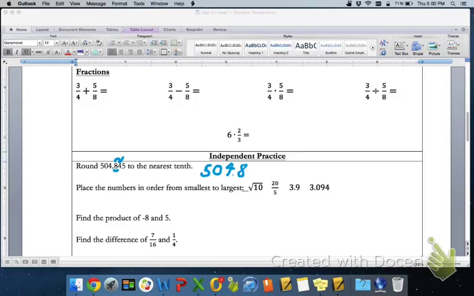The second problem, we have to put these numbers in order from smallest to largest. And so, the square root of 10. Well, we know the square root of 9 is 3, so this is going to be just a little bit more than 3, like maybe 3.1. Now 20 over 5 is the same as 20 divided by 5, which is 4. And so if we put these in order from smallest to largest, well, the smallest number that we're going to see is the square root of 10. The next smallest number is 3.094, followed by 3.9, and 20 divided by 5. And you might have written those numbers in a different form, but that should be the order of those.